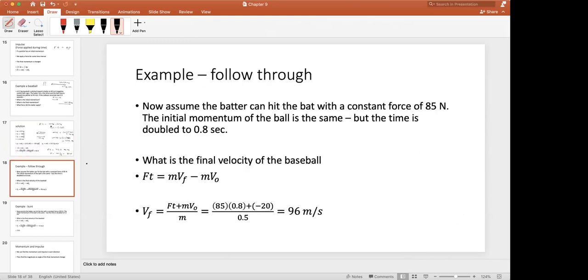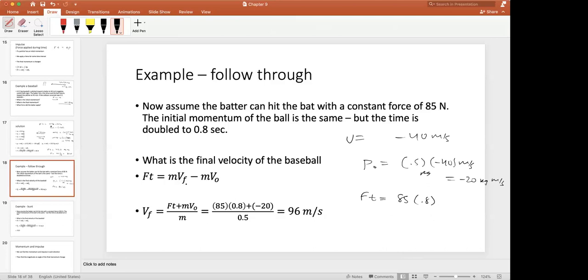Now, follow through means that we increase the time. So let's talk about this. If we assume you can hit that ball with 85 newtons of force, but now we make sure that you follow through and you extend the time from half a second to 0.8 of a second, we want to know what the final velocity of the baseball would be. The incoming velocity still is minus 40 meters per second, and therefore the initial momentum was a half times negative 40 meters per second, so this is negative 20 kilogram meters per second. That's still the same. Your force times time, your impulse, is 85 times 0.8.